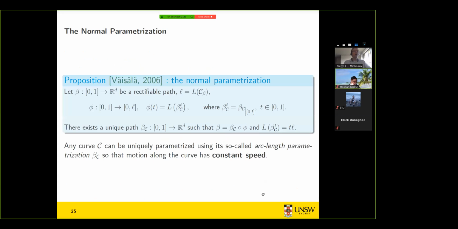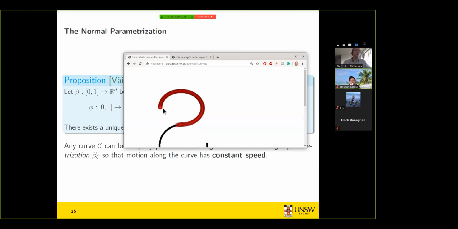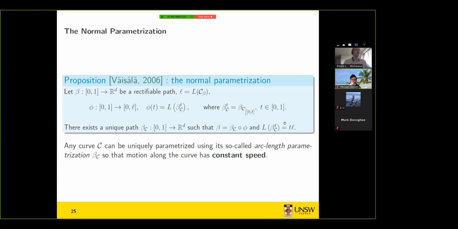All right, so there is also this normal parameterization, and in this proposition from 2006, we can see that any unparameterized curve can be uniquely parameterized using this so-called arc length parameterization. This arc length parameterization just means that we move at constant speed along the curve. So this would be a different parameterization of the S that I showed you, where the particle moves at constant speed along this S-shaped curve.